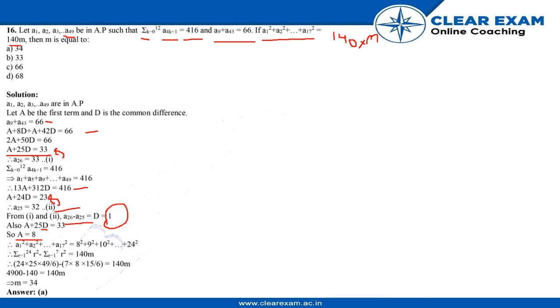We will apply it to the other sum given to us, a1 square plus a2 square up till a17 square. According to this, we know the value of a, that means 8, 9 and 10 progressively, and the squares of these will give us around 4900. 4900 minus 140, so that is equal to 34. So we have the answer: m equals 34.